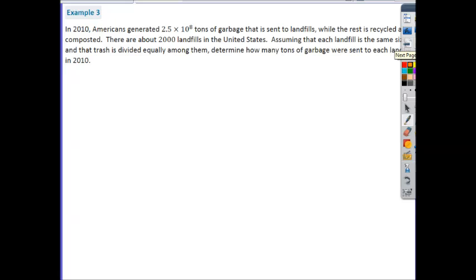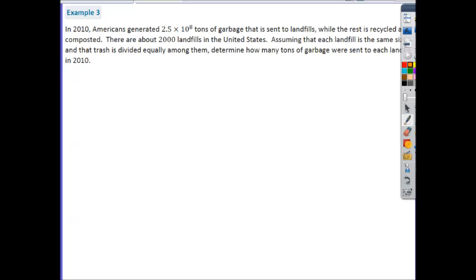In 2010, Americans generated about 2.5 times 10 to the 8th tons of garbage that is sent to landfills, while the rest is recycled and composted. There are about 2,000 landfills in the United States. Assuming that each landfill is the same size and that trash is divided equally among them, determine how many tons of garbage were sent to each landfill in 2010.